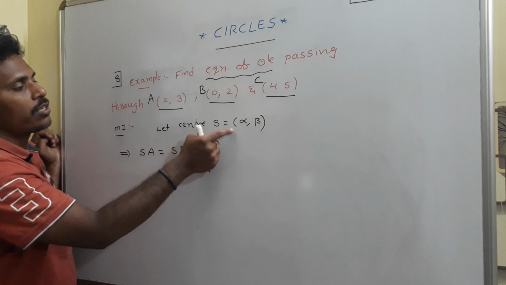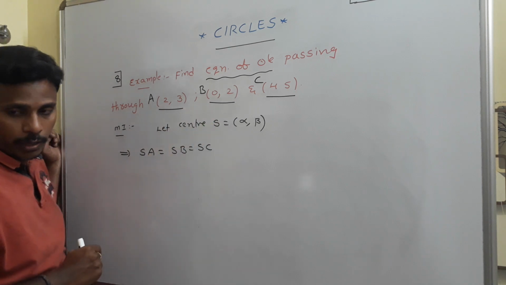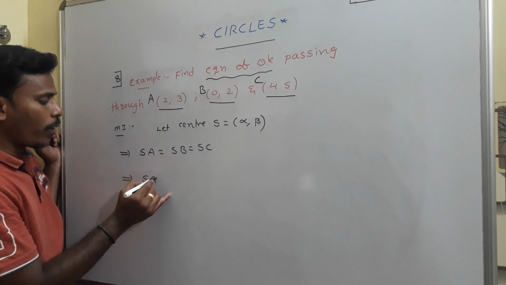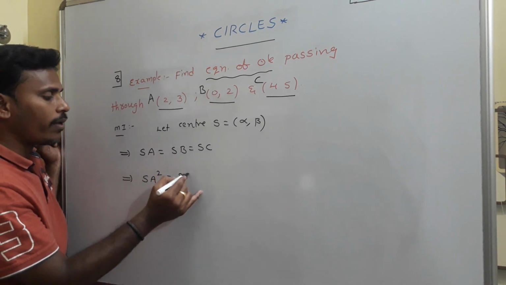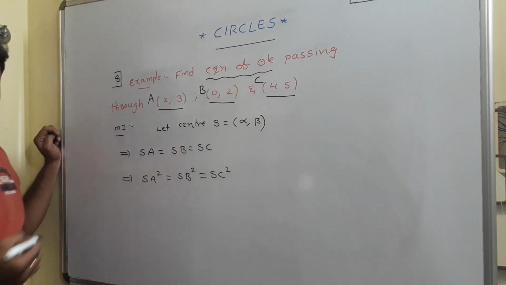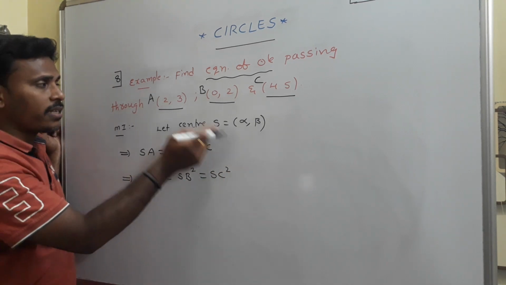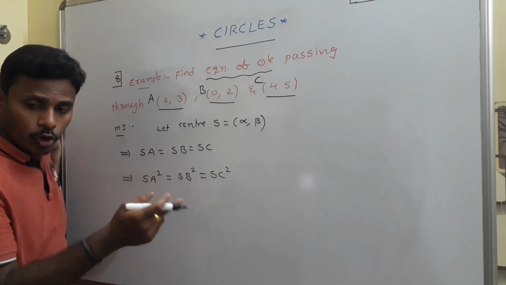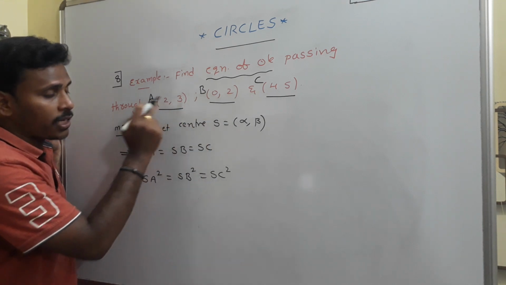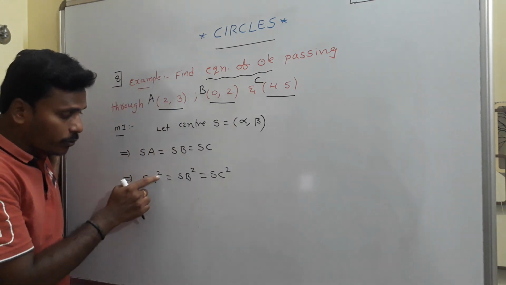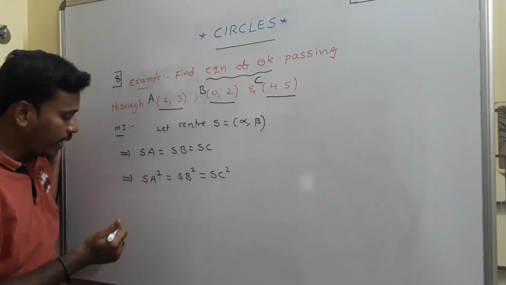Now I need to use the distance formula between these 2 points. Before using the distance formula, you just square this equality. So we have SA square equals SB square equals SC square. Now for SA square, the distance between 2 points: root of (x2 minus x1) whole square plus (y2 minus y1) whole square. Here we have a square, so the root and the square get cancelled.